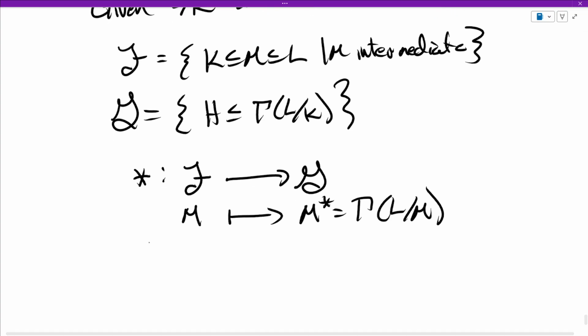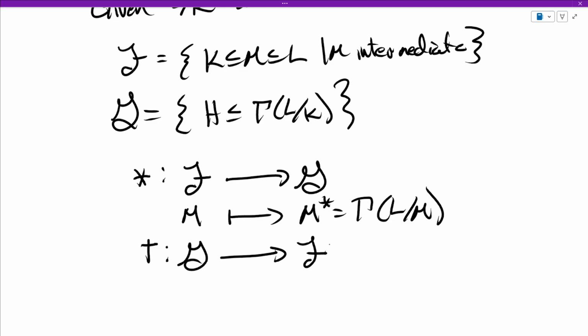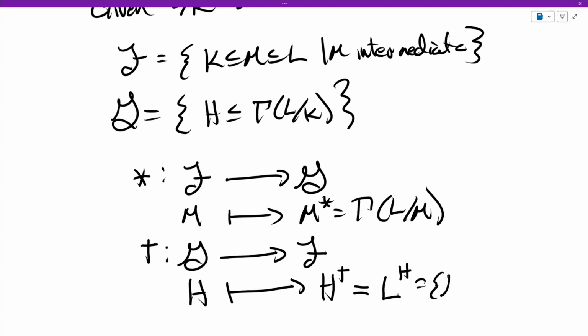And then there is dagger, which is a function from the subgroups of the Galois group to the intermediate extensions, and that takes a subset of the Galois group, and spits out this H dagger, which I'm going to write like this. It's the fixed field of L via the H action. So what's fixed by H? That's the elements of L that are fixed by every element of H.